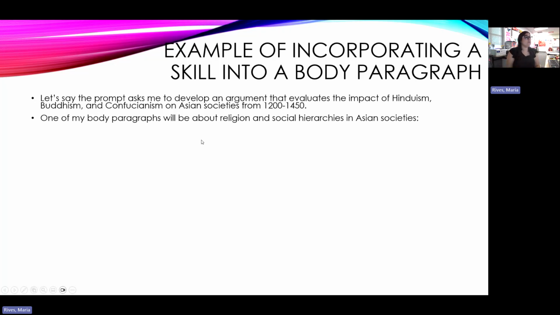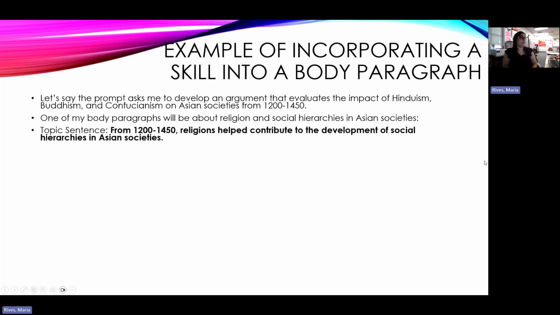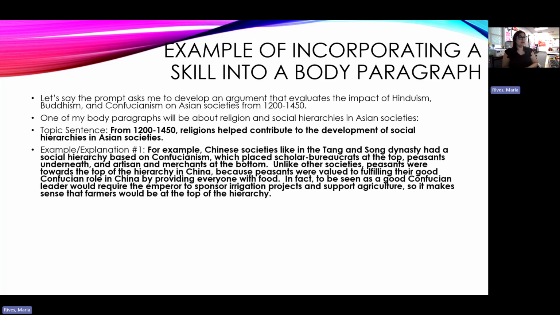One of my body paragraphs would be about religion and social hierarchy. And for my topic sentence, I would say from 1200 to 1450, religions helped contribute to the development of social hierarchies in Asian societies. That's my argument. Religion helps develop social hierarchy. For example, Chinese societies, like in the Tang and Song dynasty, had a social hierarchy based on Confucianism, which placed scholar bureaucrats at the top, peasants underneath, and artisans and merchants at the bottom. So I've listed my fact.